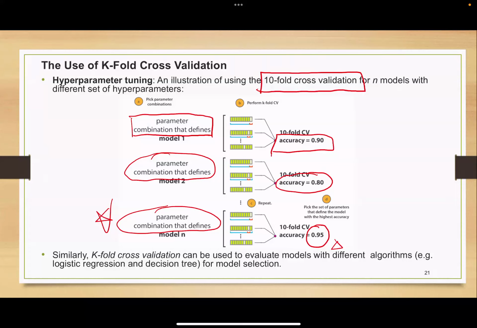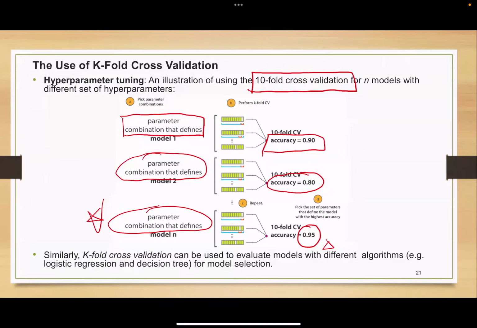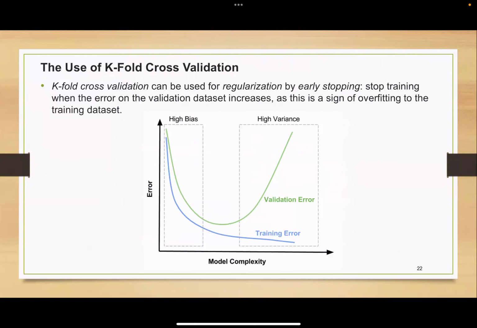Okay, so every time you change some parameters, you do the cross-validation, calculate the average accuracy, and then compare it with the other parameters that you used before to see if the performance has improved. Okay, this is how we do cross-validation.